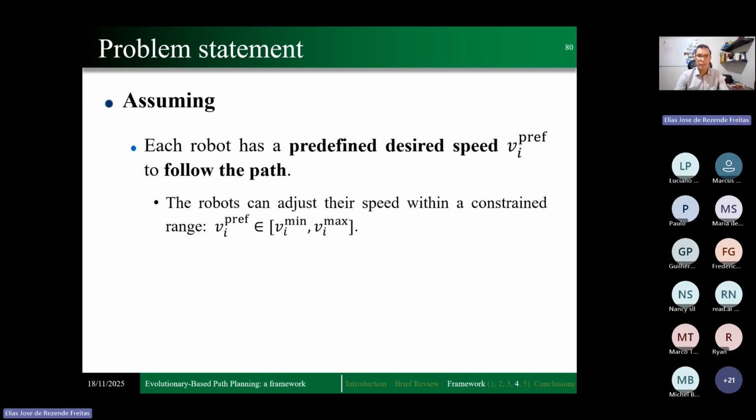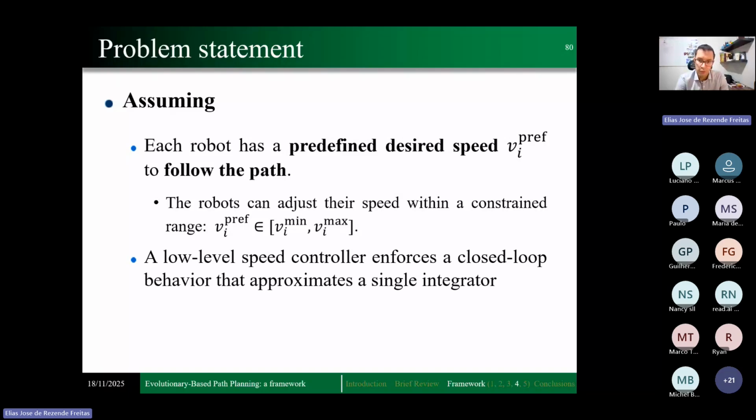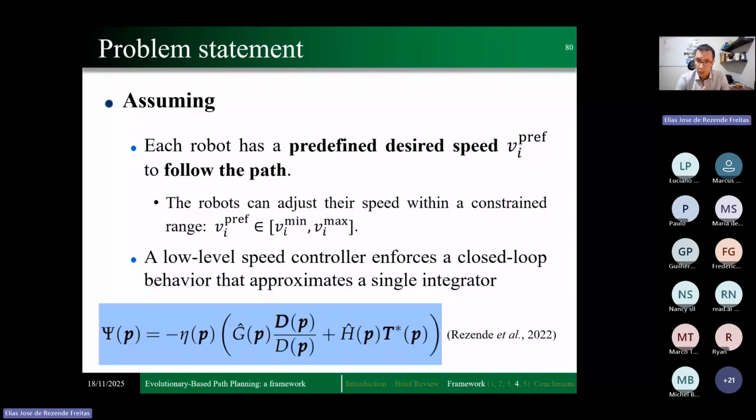We also assume that each robot has a predefined speed, which must lie within a constrained range. In addition, we consider that a low-level controller enforces a closed-loop behavior that approximates a single integrator subject to a bounded speed disturbance. As before, this is important because once the optimized path is obtained, we apply this robust vector field, which yields an invariant set.